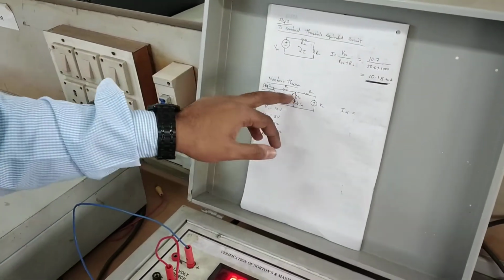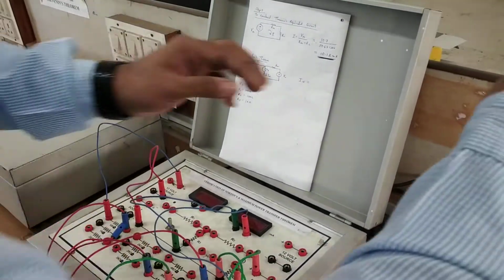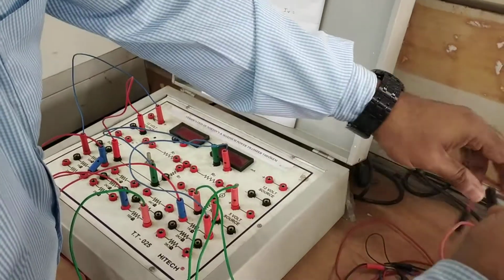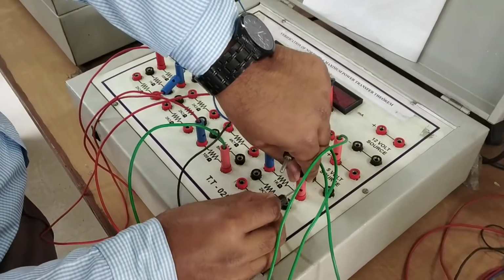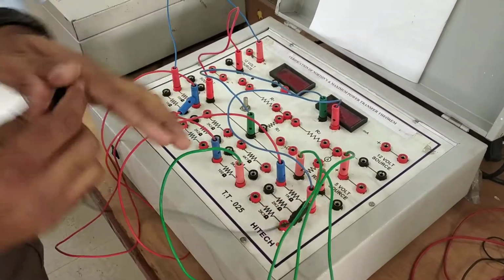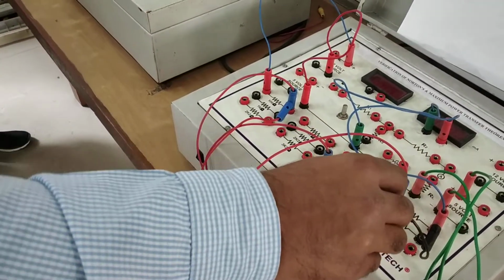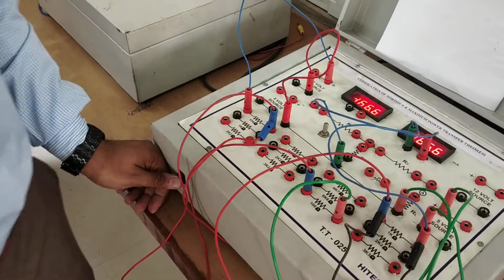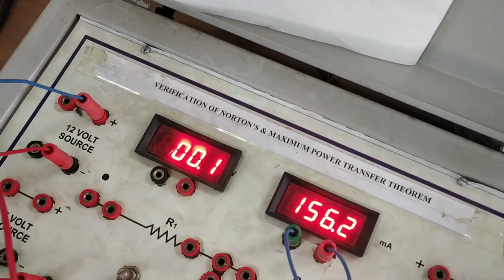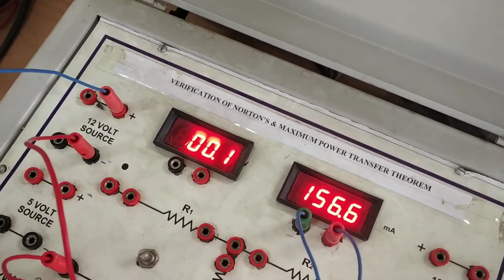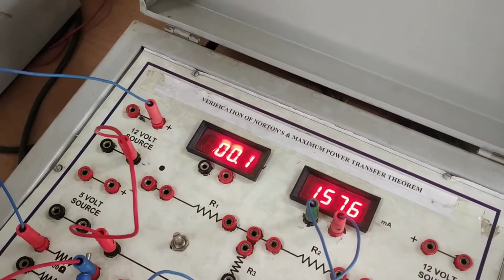Now you need to short circuit the R3. Just take a wire and short this R3 1K. You need to just short it. So let us switch it on. You see the current is now flowing 156.2 milliampere. Please take that: 157.6.